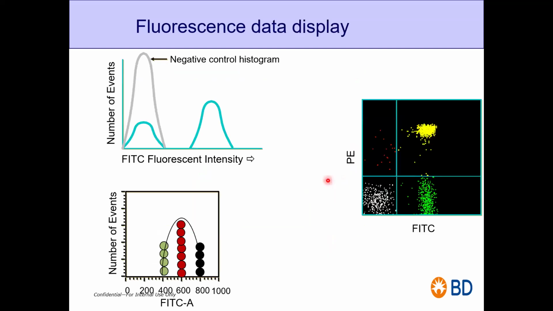Now, in how many formats can you see your fluorescence data, in what form will it be displayed? It will be displayed in a histogram when you are using a single fluorochrome, and a dot plot when you are using multiple fluorochromes, or more than one.